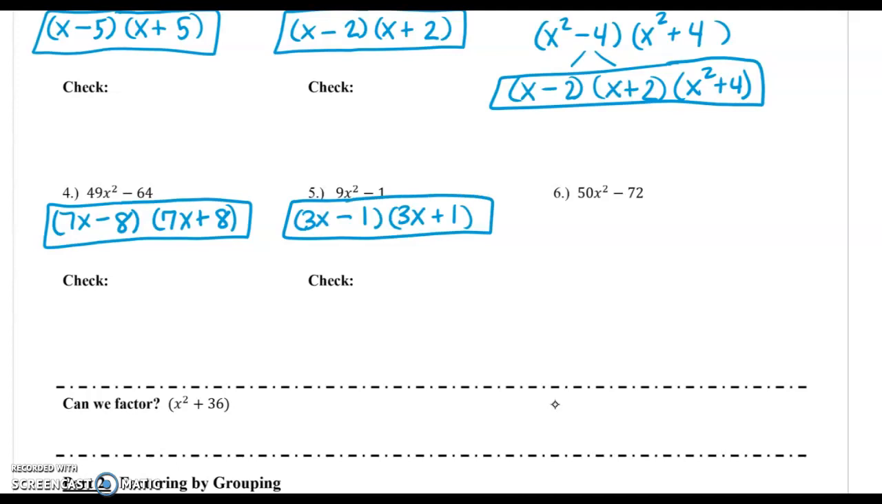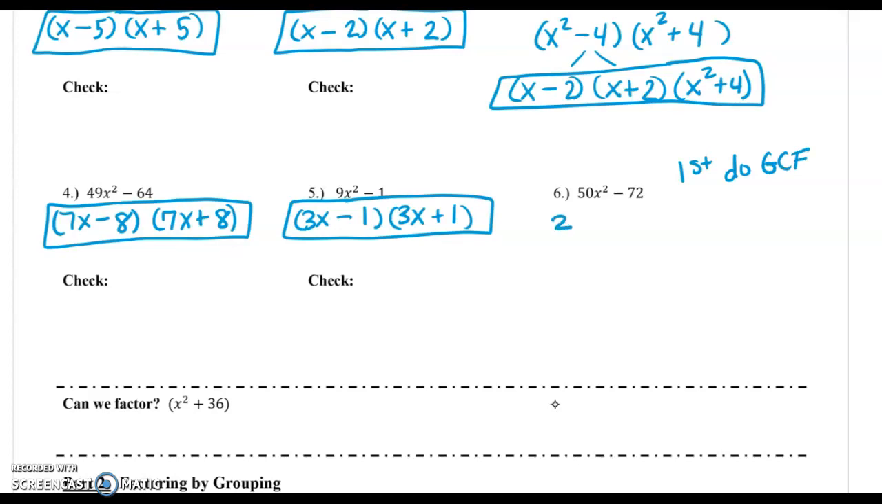Okay, so for number 6, when you first look at this, 50 is not a perfect square, 72 is not a perfect square, but we can actually do something first for this one. You always want to look for a GCF first. So first you want to do GCF if there is one. And in this case, there is a GCF here of 2.